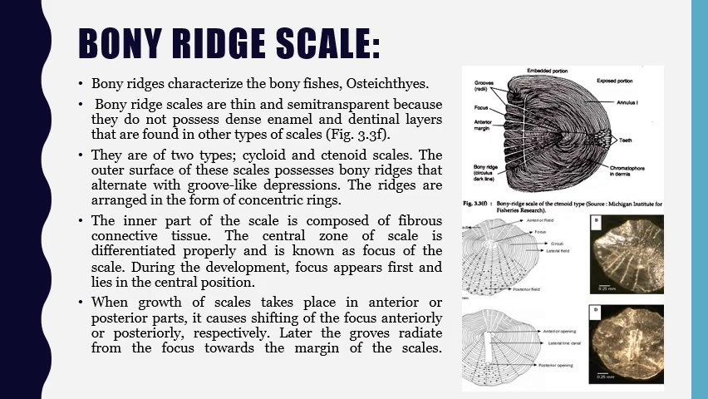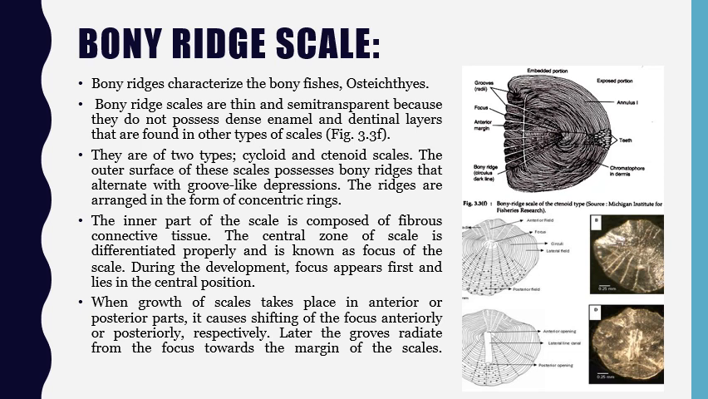Next is the bony ridge scales. These bony ridge scales are characteristic of the bony fishes, the Osteichthyes. The bony ridge scales are thin and semi-transparent because they do not possess the dense enamel and denticle layers that are found in other types of scales. They are of two types, cycloid and ctenoid scales. The outer surface of these scales possesses bony ridges that alternate with groove-like depressions. The ridges are arranged in the form of concentric rings. These are the concentric rings as present in the cycloid scales.